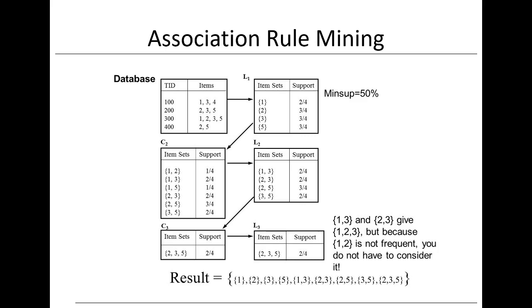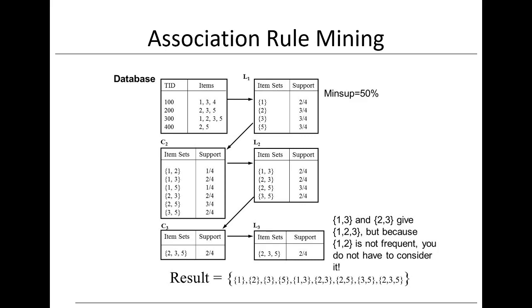We then consider all item sets with 2 items by pairwise merging the frequent item sets of size 1. This gives us the item sets listed in table C2. For each of them, we count the support. This gives us 4 frequent item sets of size 2 as shown in table L2.